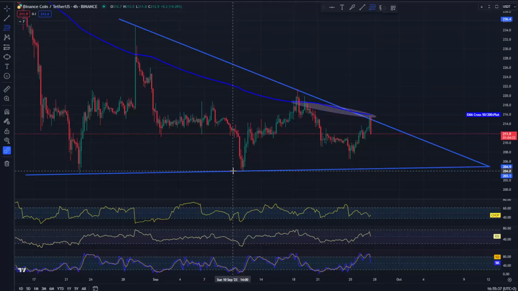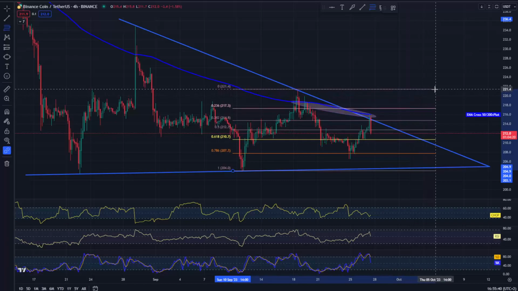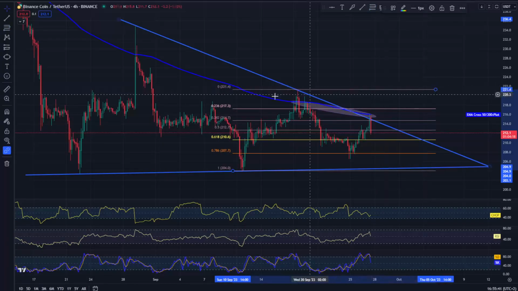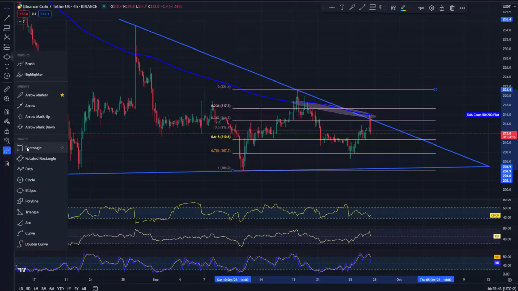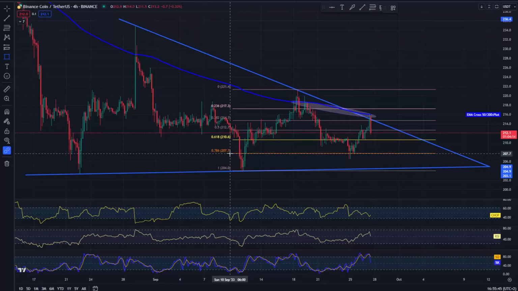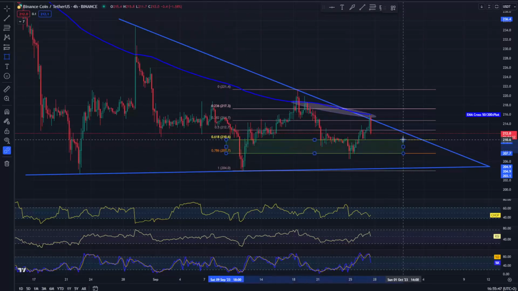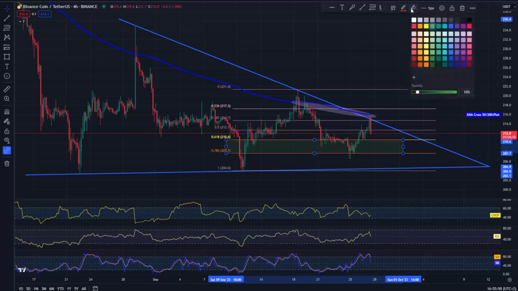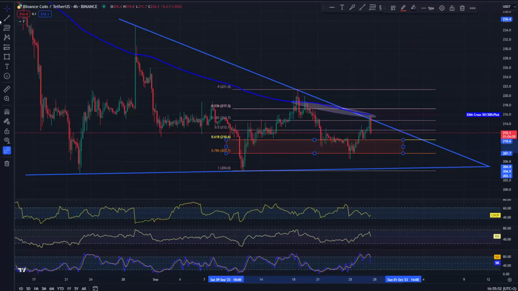Now let's move on to marking the support places. We will use the fib retracement tool to mark supports. And as you can see, we can first mark the support zone from $210 to $207. While we still have strong support at $204.